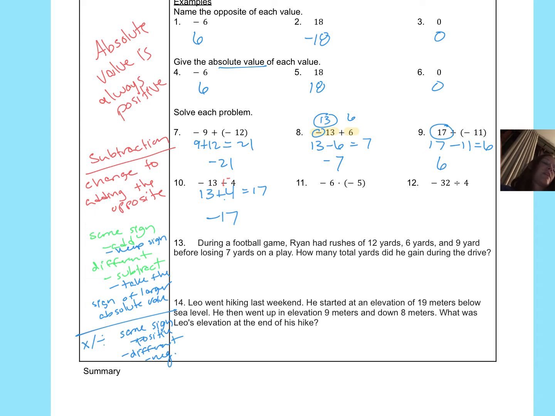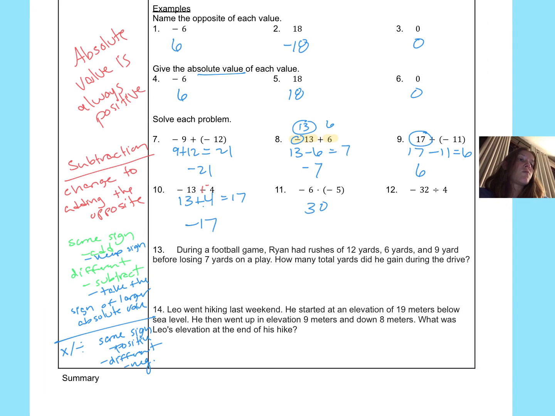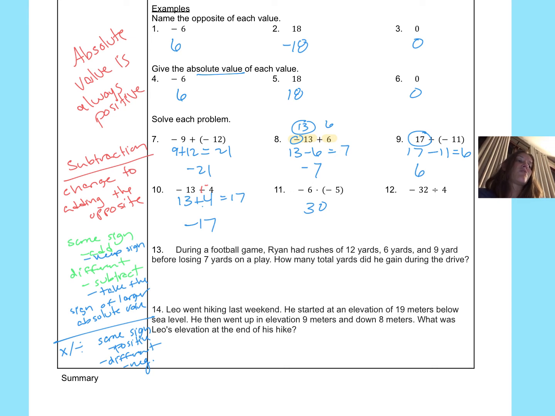All right, so these are the same sign, so they're going to be positive. Every two negatives, when you're multiplying and dividing, are going to kind of cancel each other out. So I know my answer is going to be positive, and I do 6 times 5 is 30. On number 12, those are different signs, so I know my answer is going to be negative. So I'm going to go ahead and put that negative down there already. Then I'm going to do 32 divided by 4, and that is 8. So my answer will be negative 8.